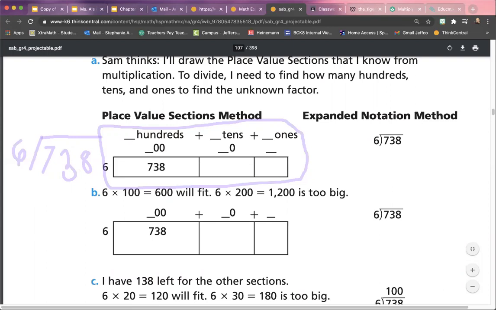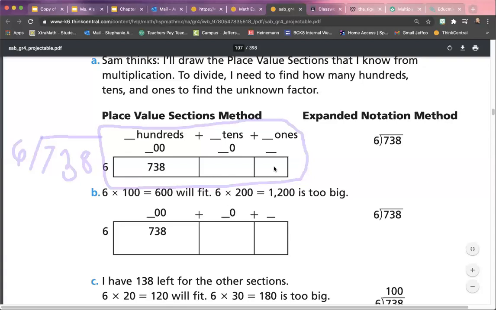So in your notebook, if you'll do me a favor, set it up the traditional way here. And then you're going to set it up with a 6 on the left side, because our 6 is what we're dividing by. And then you're going to have 3 sections because it is a 3-digit number. But I want you to stop there for a minute because this is where it changes a little bit.